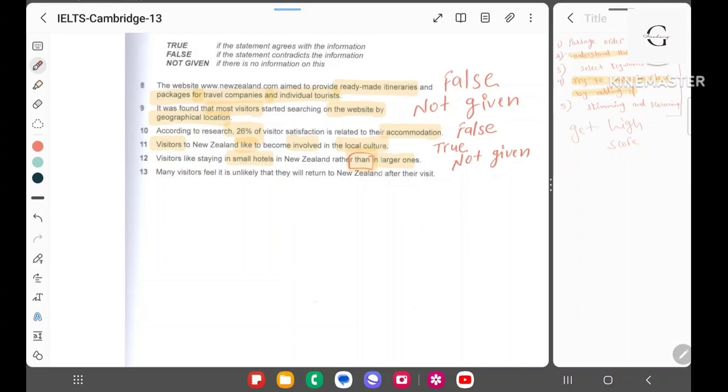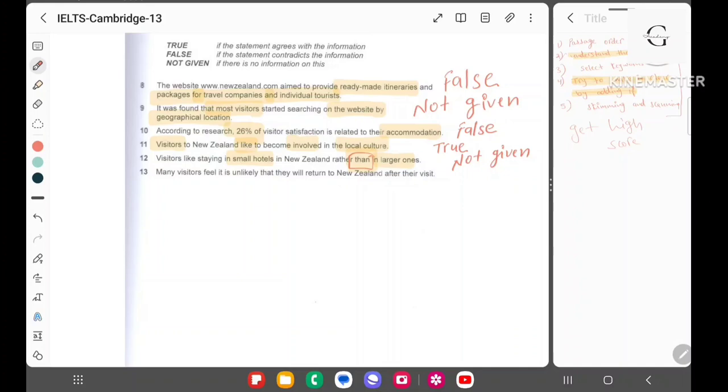The last question is, many visitors feel it is unlikely that they will return to New Zealand after their visit. So try to understand the question. ज़्यादातर जो visitors थे वो क्या feel करते थे कि वो न्यूजीलैंड it's unlikely means कि शायद ही वो दोबारा न्यूजीलैंड को विजिट करें. तो अगर मैनी विजिटर यही सोचते थे कि शायद ही उनको मौका मिले न्यूजीलैंड को दोबारा विजिट करने का, द आंसर विल बी ट्रू.